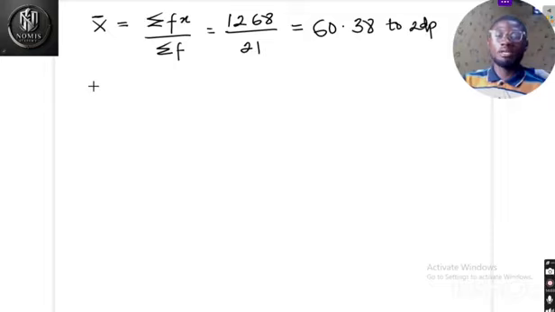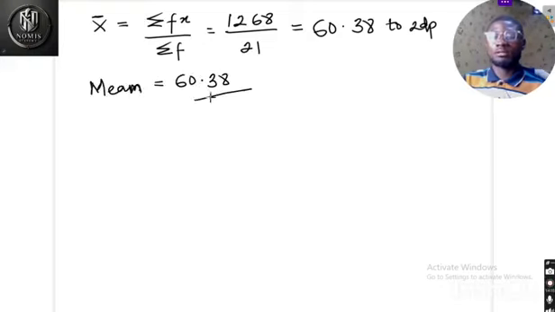So the mean of the grouped data is equal to 60.38, and that's the answer.